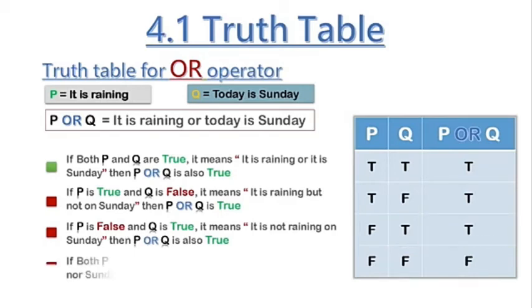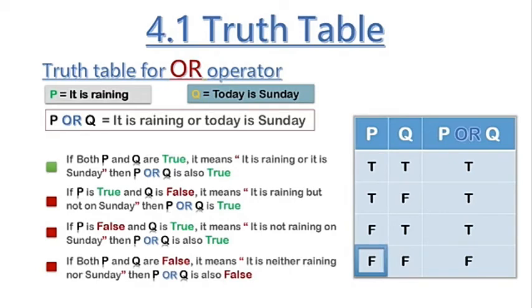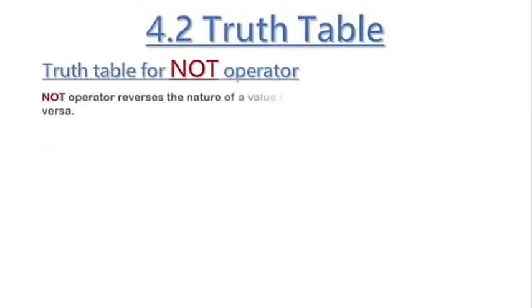Okay, and next, if today is not raining but today is Sunday, the answer will be true. For example, here both conditions are false: today is not raining, also not Sunday, so that time the answer will be false. Otherwise, if any condition is true, the answer will be true.